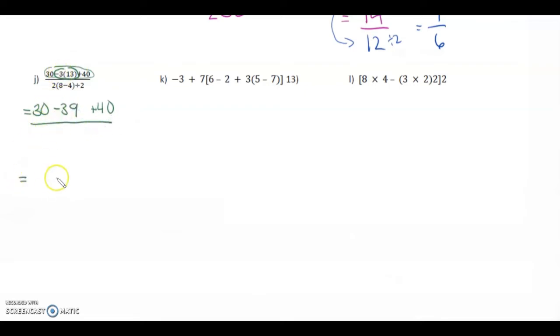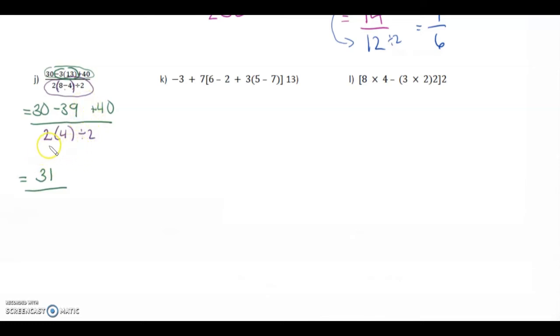Okay, let's just work with the numerator for a second, and we'll fill in the denominator. So let's go 30 minus 39 plus 40 is 31. Okay, we can just add and subtract these in order. Now, the denominator. 2 times, let's solve for the bracket, 8 minus 4, which is 4, and then divided by 2.